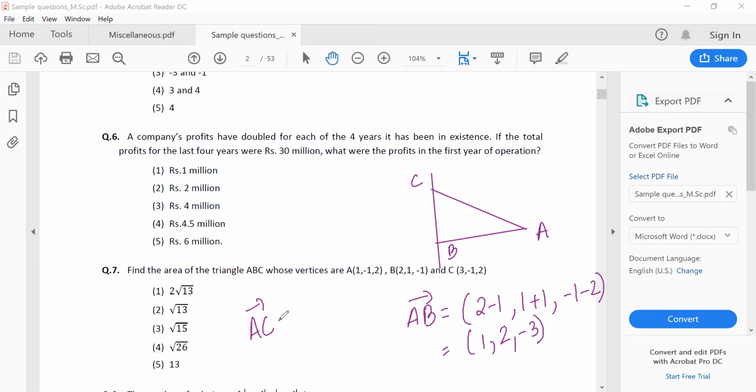AC vector will be B minus 1, comma minus 1 minus 1 is 0, and 2 minus 2 is 0. So you get 2 comma 0 comma 0. That is the AB vector and AC vector. Now basically the area by the vector A is half into the modulus of AB.